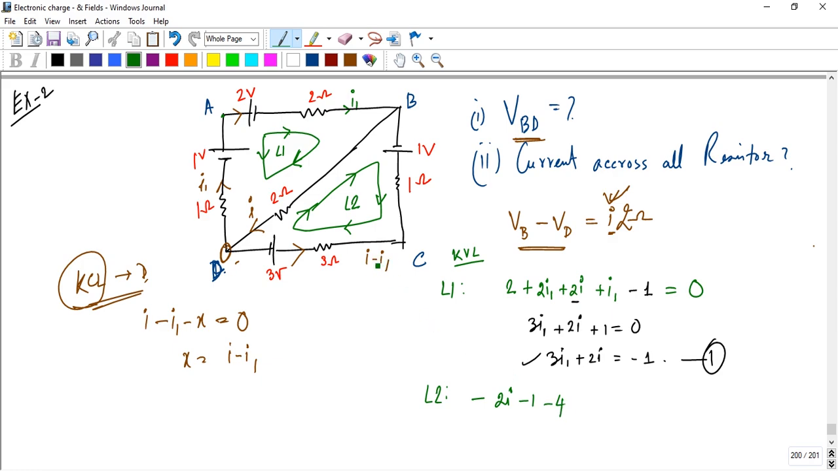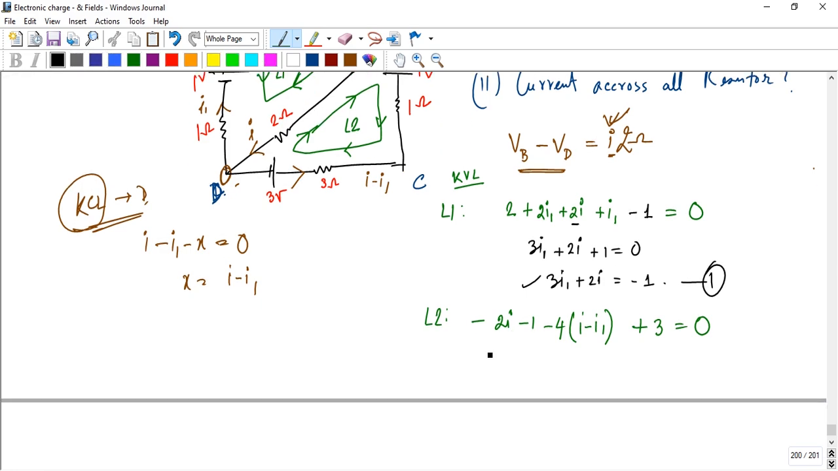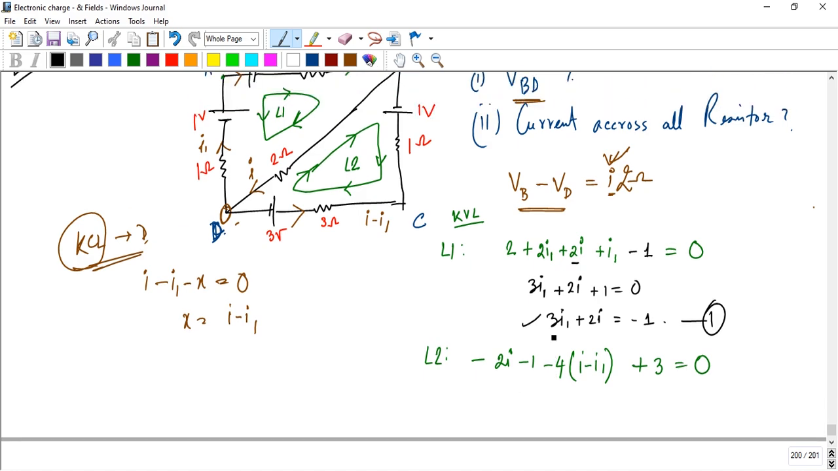I minus I1, I minus I1, and that is a plus 3 equal to 0. Now we solve this. 2I minus 4I minus 6I. So minus 4 minus 1 plus 4I1. So minus 1 plus 3, we get plus 2, equal to 0. So that is equation number 2, and we solve these 1 and 2 and we get the I value here.